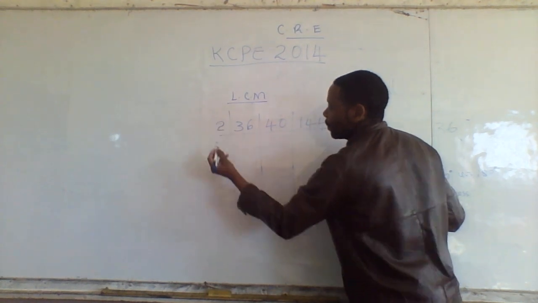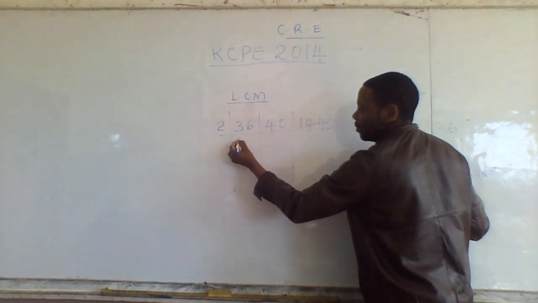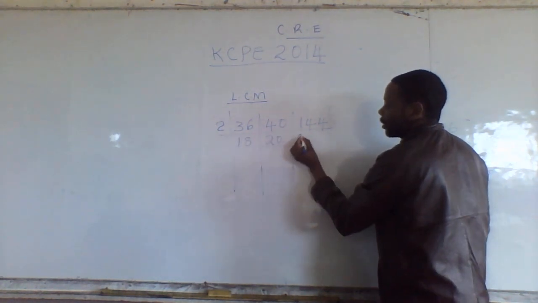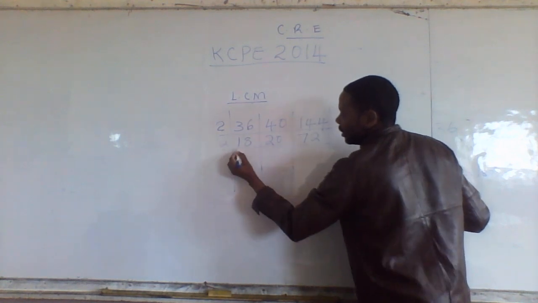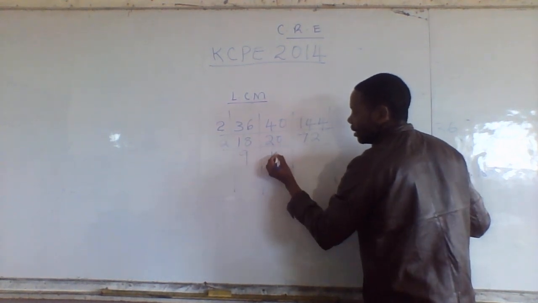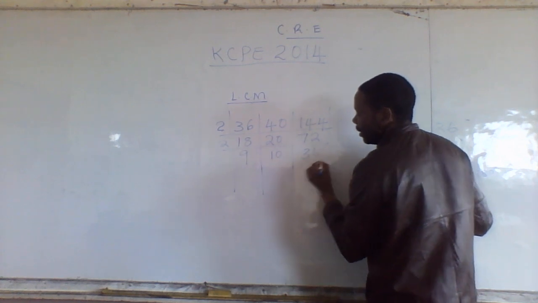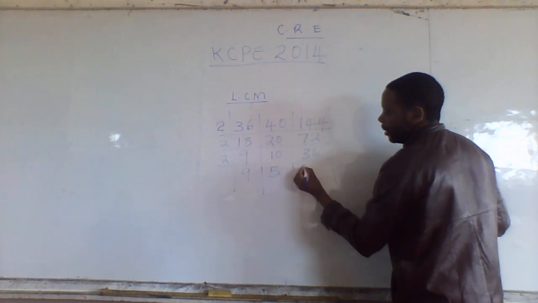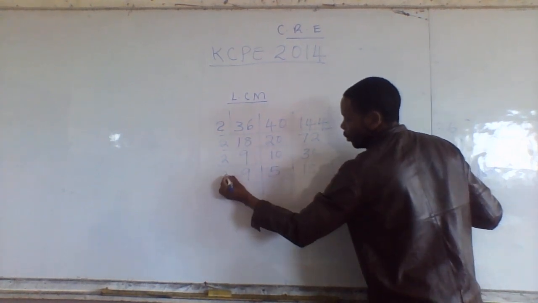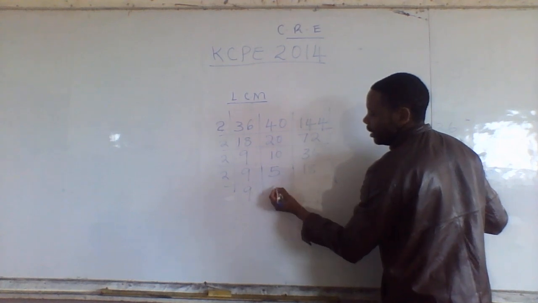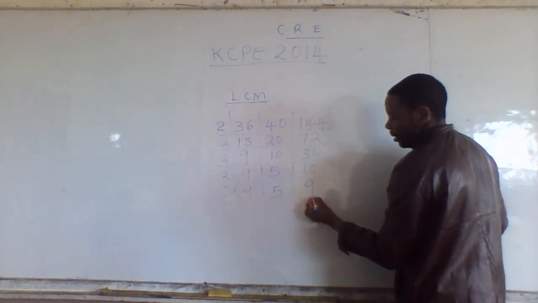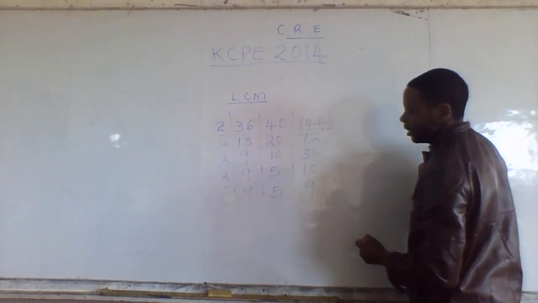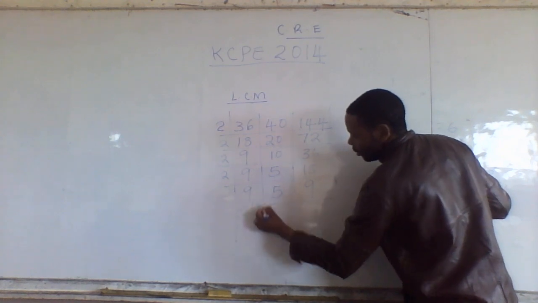We start with the smallest prime number, which is 2. 2 goes into 36 how many times? 18. 2 goes into 40, 20. 2 goes into 144, 72. 2 goes into 18, 9. 2 goes into 20, 10. 2 goes into 72, 36. 2 goes into 10, 5. It cannot go into 9. You know why? These are odd numbers and they are not divisible by 2. Now 2 is over. We cannot divide by 2 again.